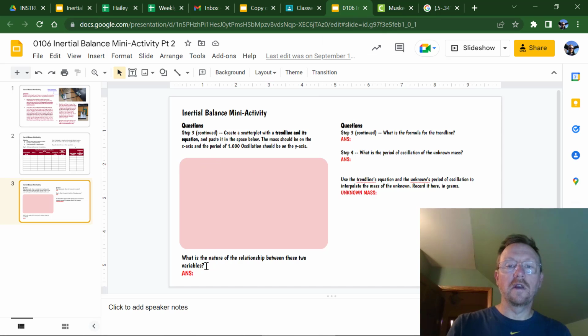Coming down here to the rest of the analysis questions, what's the nature of the relationship between these two variables? It's positive and direct, right? It's a linear relationship, and it's up and to the right. So it's a positive relationship. Positive and direct is what we're talking about there. Step 3 up here, what's the formula for the trend line? We just talked about that, so hopefully you can write your own formula in there.